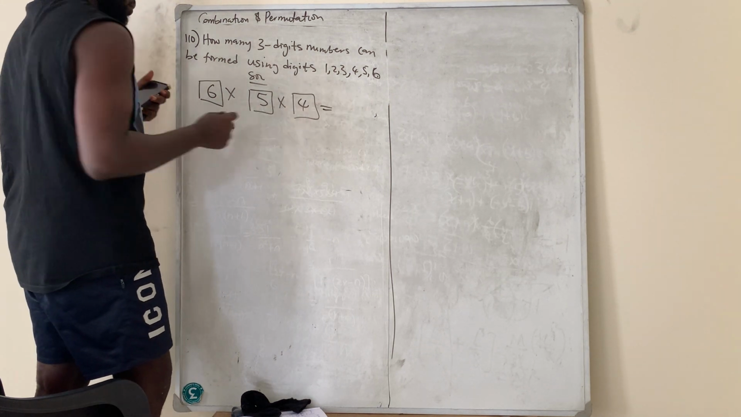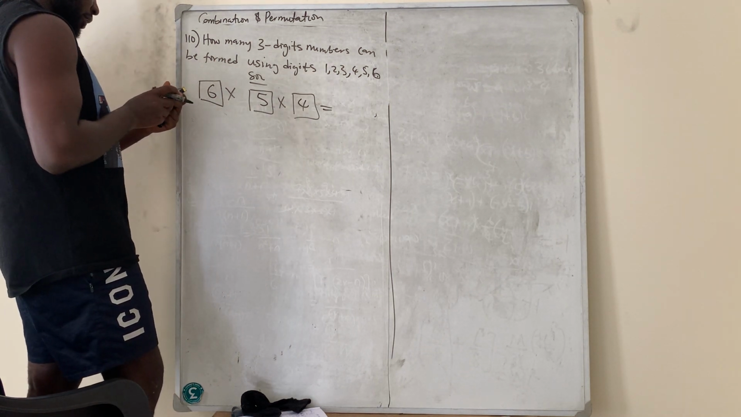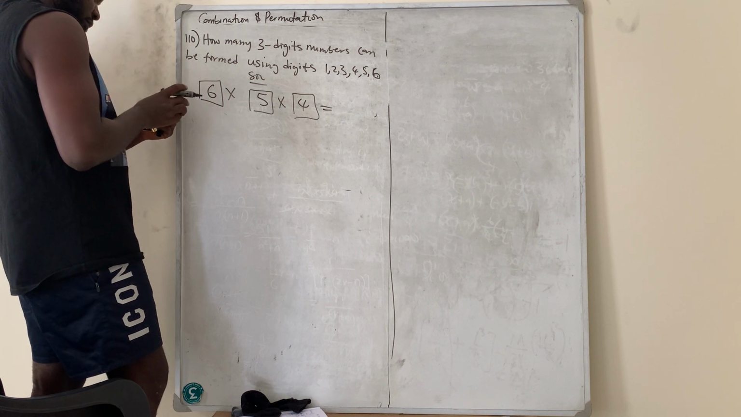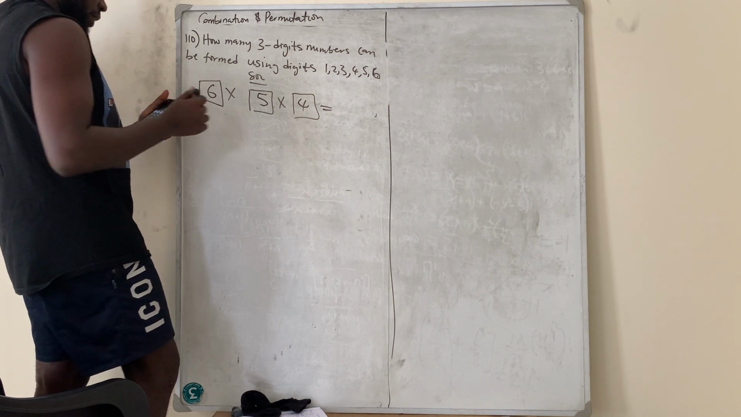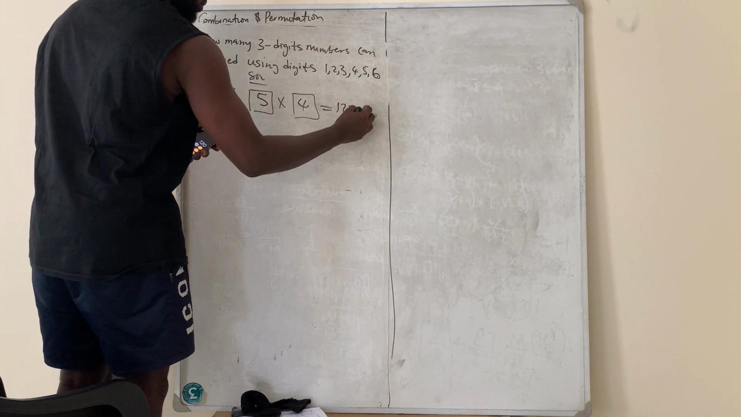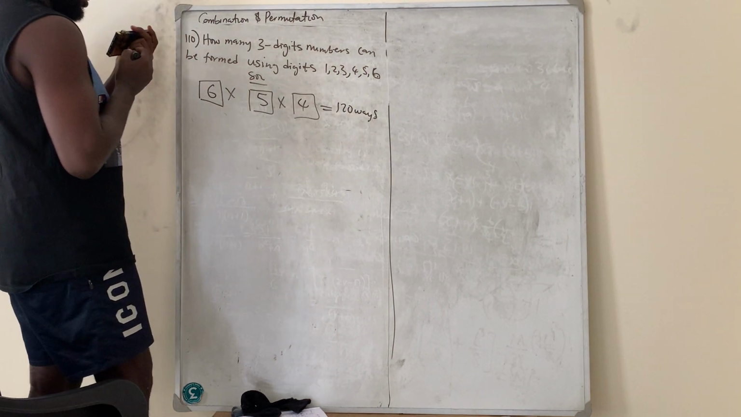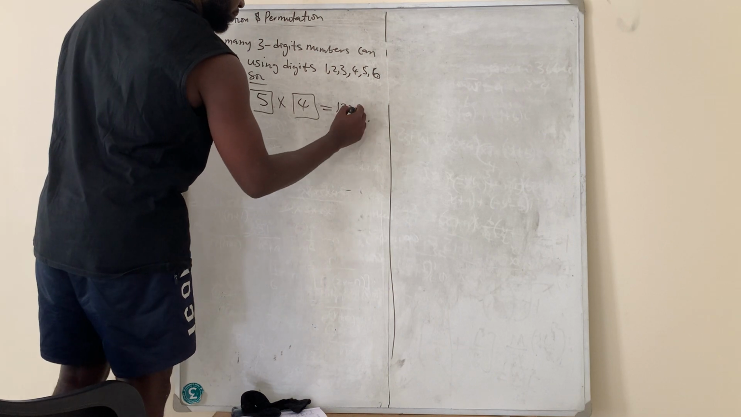So if you multiply them, you are going to have 6 times 5 times 4. So I'm having 120 ways. Okay, so 120 numbers.